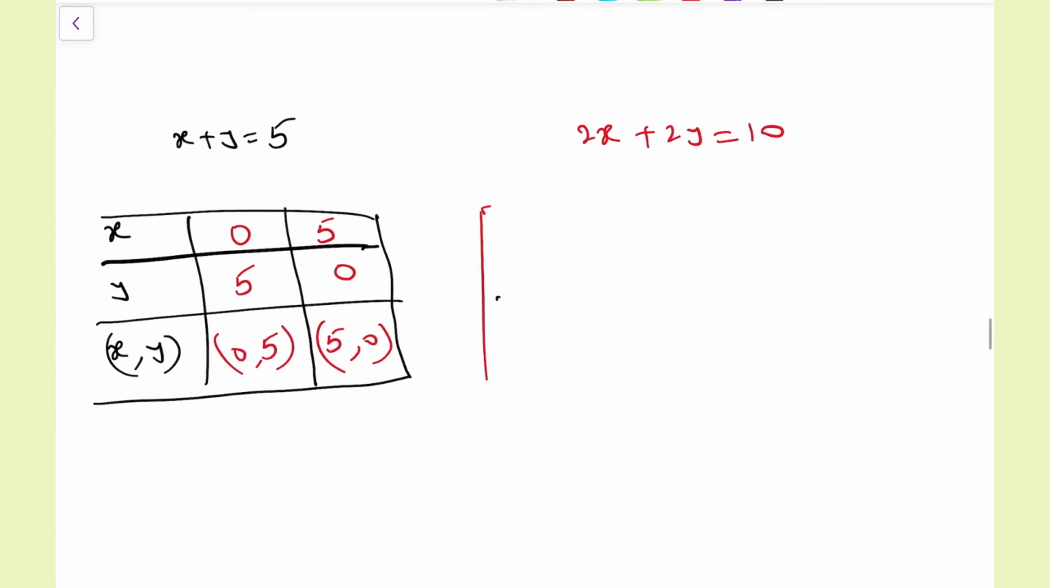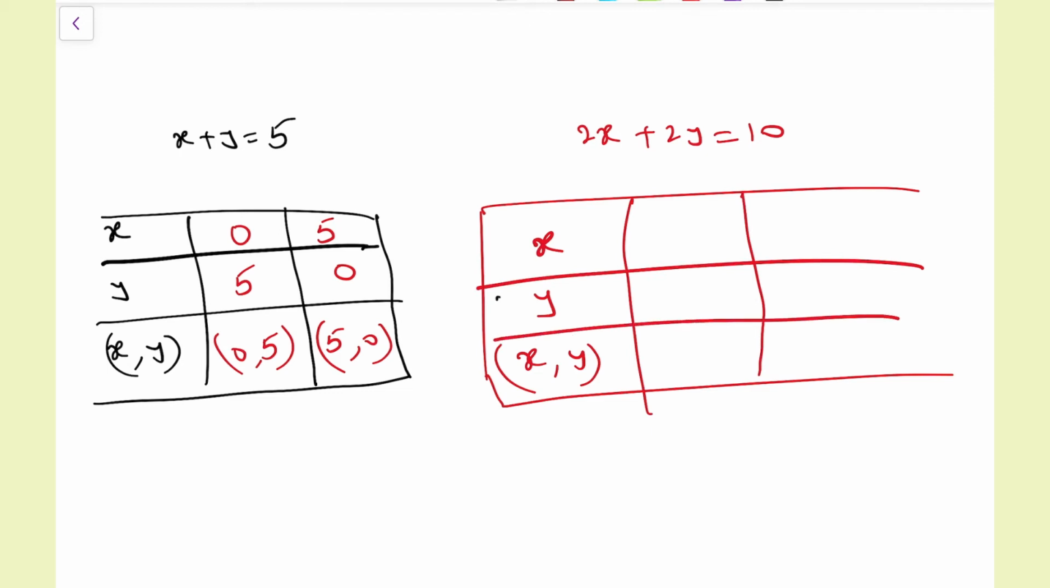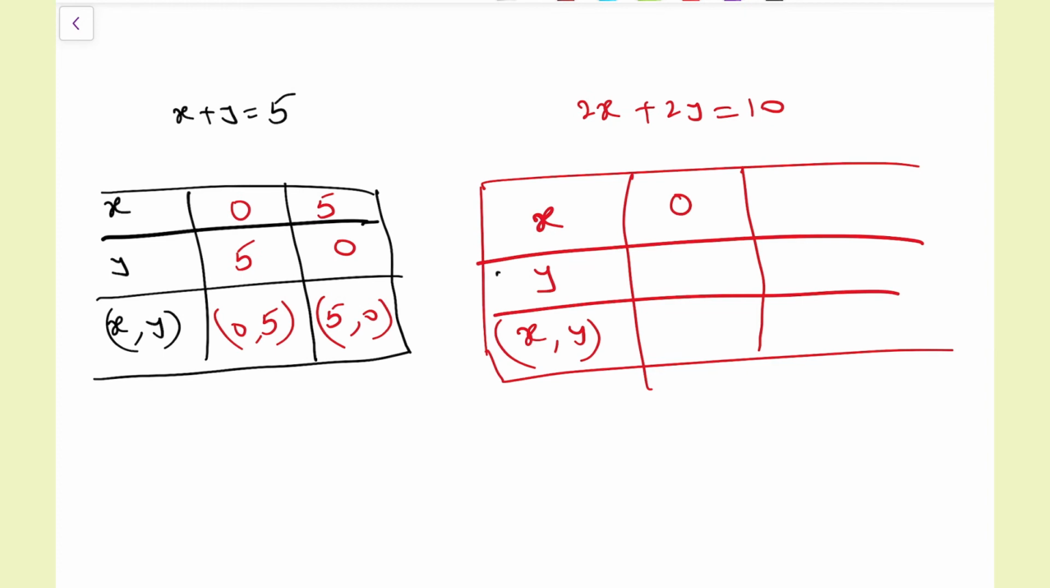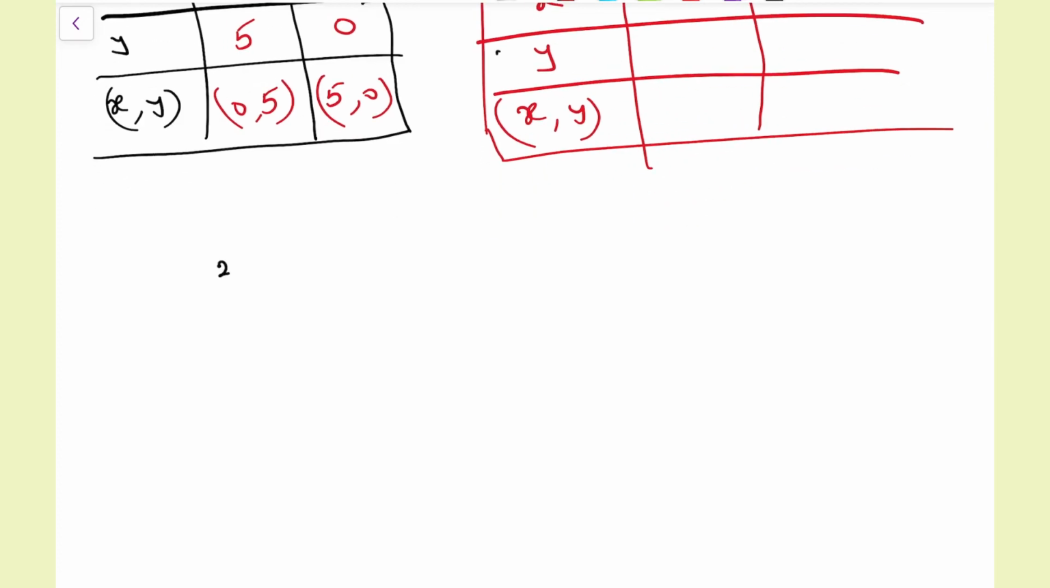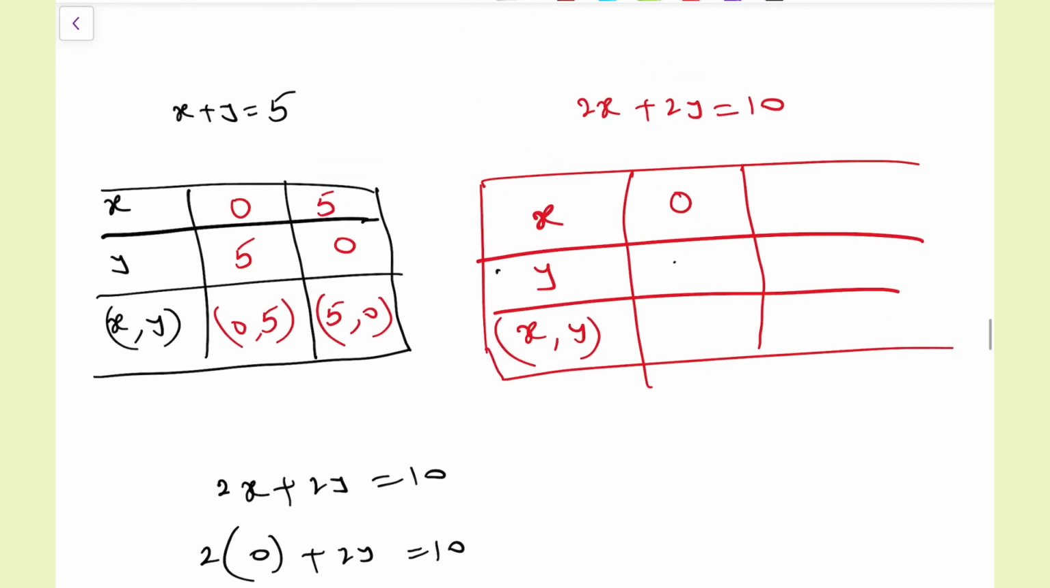For this second equation also we need to make one table: x, y, x comma y. First, in the place of x, I will substitute 0. We have 2x plus 2y equals 10. So 2 into 0 plus 2y equals 10. We can remove that 0, so 2y equals 10. Then y value will be 5. So I substituted 0 and I got y as 5.